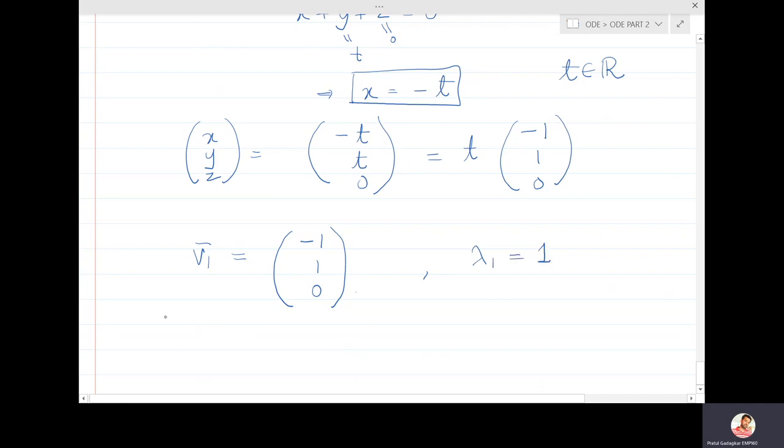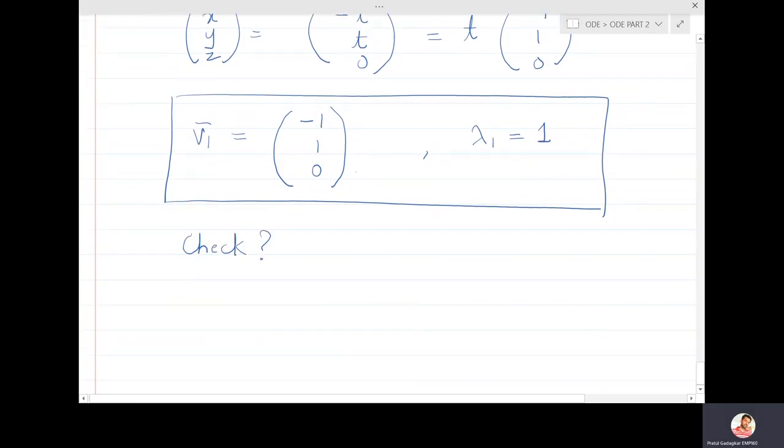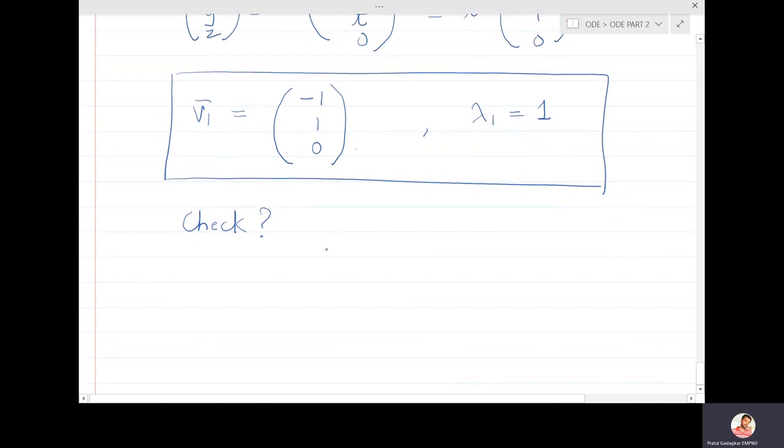Okay. Now, after doing this row reduction and computation, how will you check whether your eigenvector is correct or not? What is the definition of eigenvalue and eigenvector? A times V bar must be equal to lambda times V bar. Here the vector is V1 bar, and the eigenvalue is lambda 1. So we have to check whether A times V1 bar is equal to V1 bar, because lambda 1 is 1. If this is correct, then my eigenvector is correct.